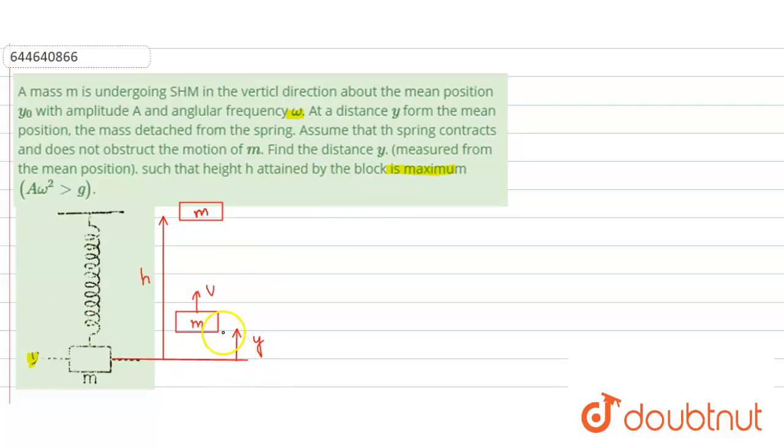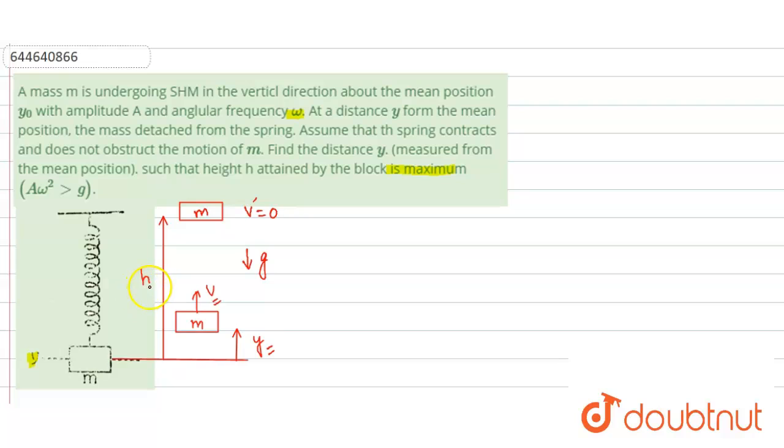So let us now try to see what is happening. You can see here the spring gets detached from this mass when it is at some position y. Now at that position the block must be moving upward with some velocity, let us say v. So now first we need to find v and then we can see that the total height attained by this block, since it has some velocity, it will continue to move upward, right? With an acceleration g acting downward on this block, it will continue to move upward until its velocity is 0 at some point, right?